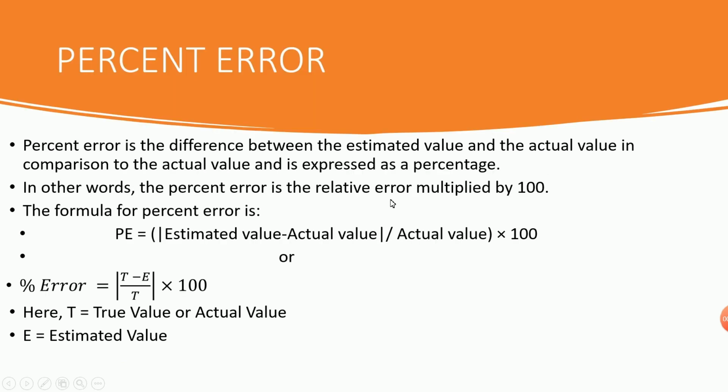So the next thing is percent error. This might also come as a question, but based on my review of all the questions, such error questions have not appeared frequently. There are very few cases. Still, it is safe to understand the formula and the concept of percent error. Percent error is the difference between the estimated value and the actual value in comparison to the actual value. It is expressed as a percentage.